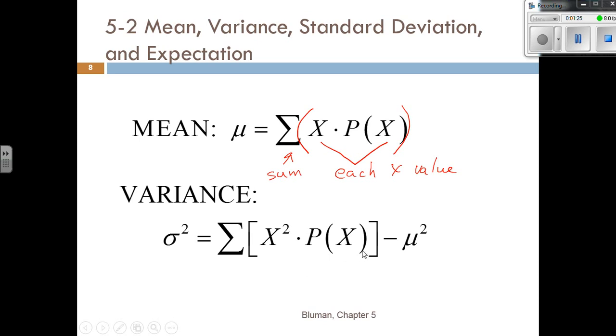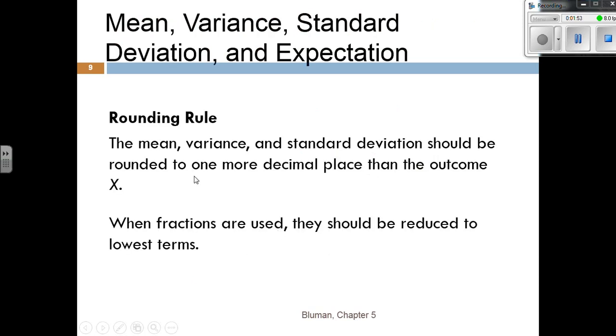The variance is a little bit more complicated formula, but not so bad. For each x, you're going to take x squared, multiply it by the probability, and then add them all up. And then at the end, you're going to subtract the mean squared. So this little part is after the sum. Okay, it's after you do this. You'll see it when we work through a problem.